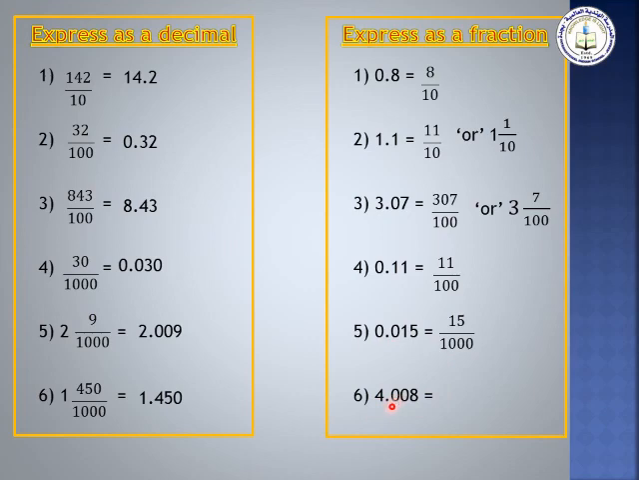Next, 4.008. Okay, first you have to check how many digits after the decimal point? 3 digits. So divide by 1000. Then remove this point. What is the number? 4008. Yes, 4008. Then 4008 divided by 1000. Or you can keep 4 as a whole number. Then write that form also, 4 and 8 by 1000.